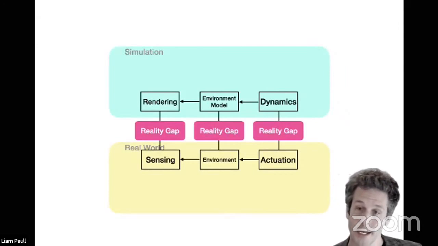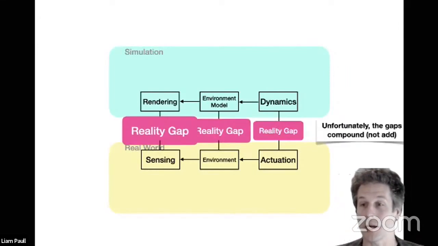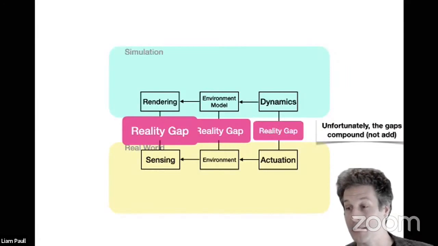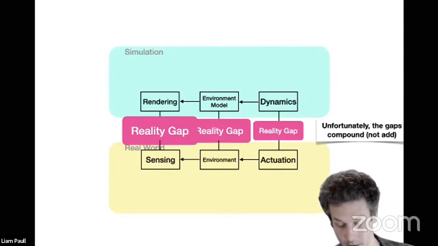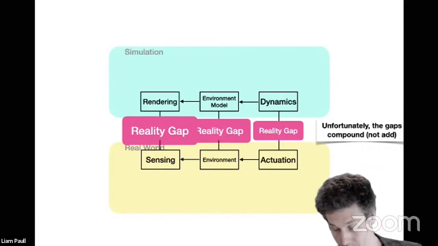And what's worse is that these gaps are actually going to compound. It's not like they're going to combine in some simplistic way. If I get the dynamics wrong, that's going to cause something wrong to happen in the environment, and that's going to cause what I sense to be wrong. And all these things are just going to get worse and worse.